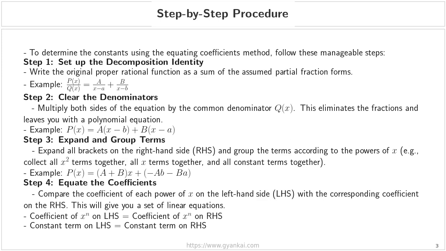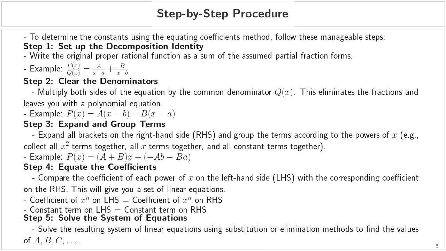Moving on to step 4. Equate the coefficients. This is the heart of the method. Now that we have a polynomial on each side of the equation, we can compare the coefficients of corresponding powers of x. Remember, the coefficient is the number multiplying a particular power of x, so the coefficient of x to the power of n on the left-hand side must equal the coefficient of x to the power of n on the right-hand side. This applies to the constant term as well. The constant term on the left must equal the constant term on the right.